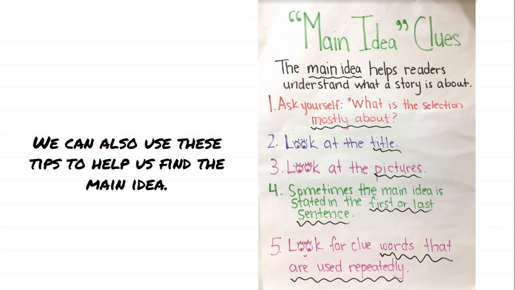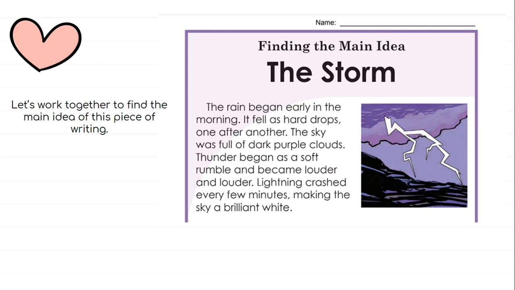So you can ask yourself, what is the selection mostly about? You can look at the title, you can look at the pictures, you can look at the first or last sentence because sometimes the main idea is stated in the first or last sentence. And you can also look for clue words. Clue words are words that are used repeatedly, which means over and over and over again. Okay? So we're going to do this one together.